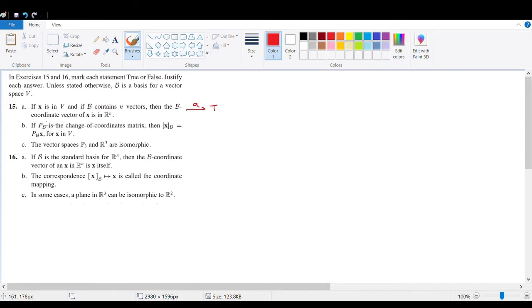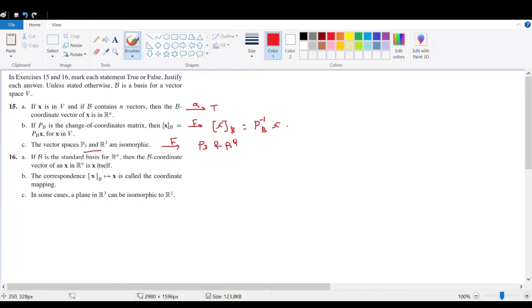So X contain n entries, so that means X is in Rn. B, if P is the change of coordinate matrix, then the coordinate vector of X is given by the matrix multiplied by X for X in V. This one, it is false. It is equal to P inverse multiplied by X. Now for C, the vector space P3 and R3 are isomorphic. This one is false. P3 and R4 are isomorphic, not R3.